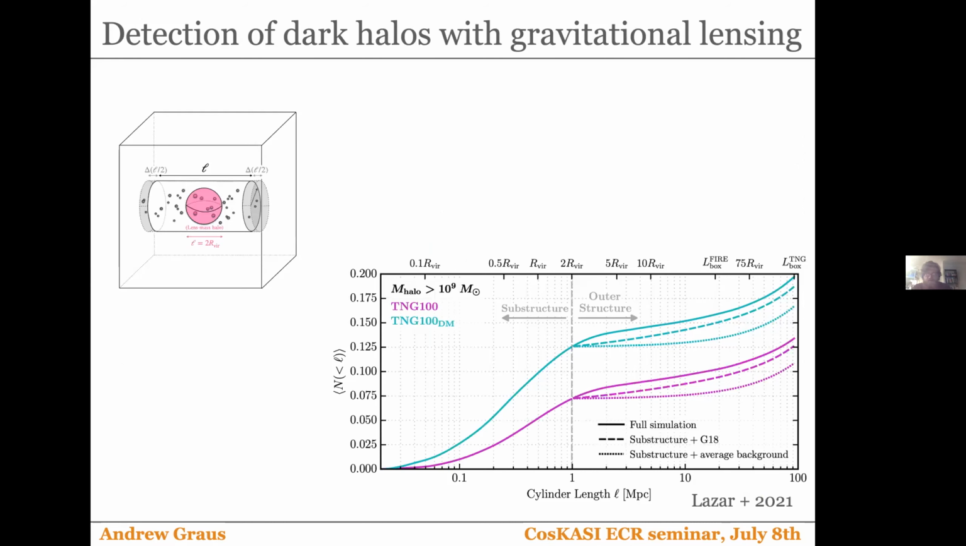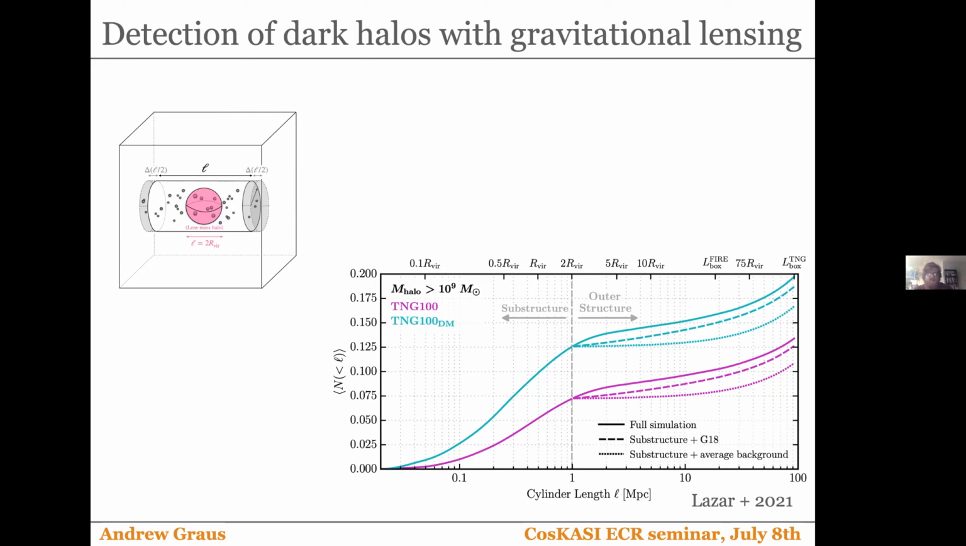And this was verified by a few different papers, including ones by myself and Yulia Despali, but I want to focus in on a more recent paper by Alex Lazar, a graduate student at UC Irvine, where he looked at the IllustrisTNG simulation, which is a full box hydrodynamics simulation of about a 100 megaparsec box. And so they ran two versions of this simulation, one with full hydrodynamics and one with dark matter only.